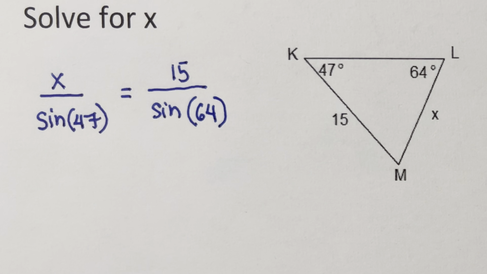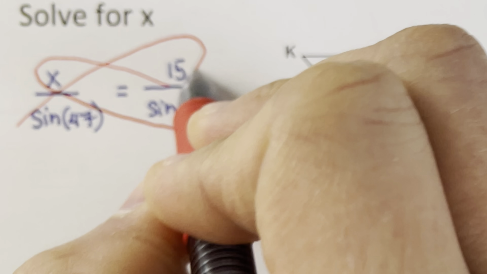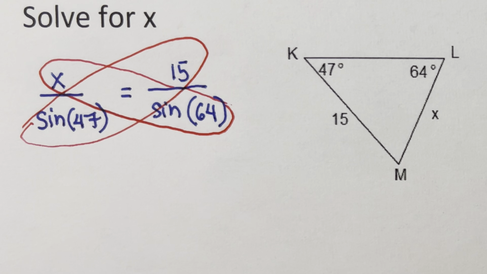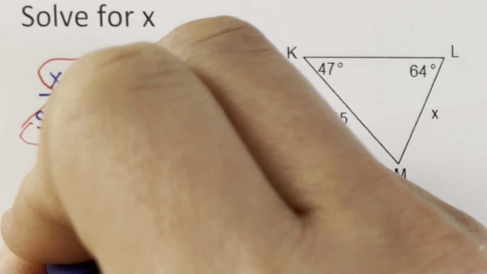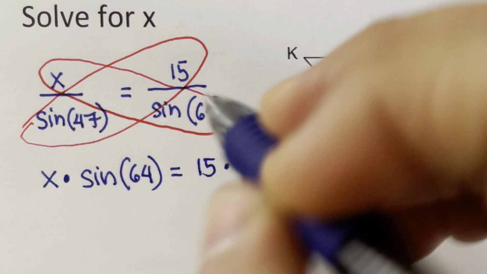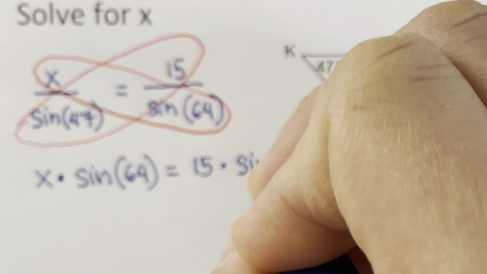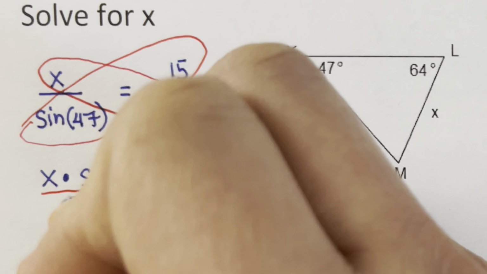Then from here, we can solve for x. We can cross multiply these two together, so the x and the sine of 64 will be cross multiplied, and these two shall be cross multiplied as well. So we can solve for x. Rewriting this, we have x times sine of 64 is equal to 15 times sine of 47. Now we are going to solve for x here. What we are going to do is divide both sides by sine 64.